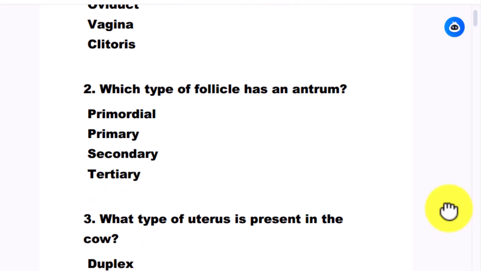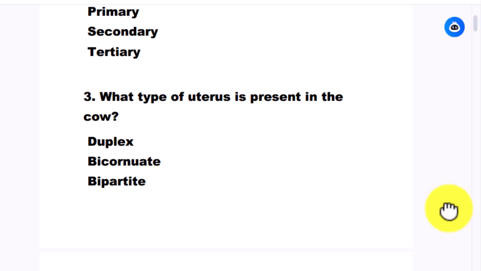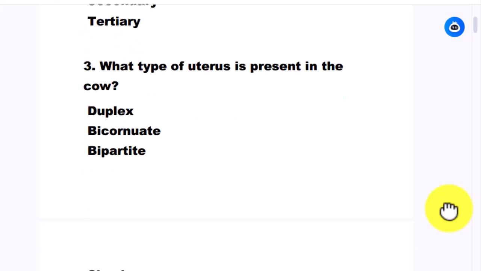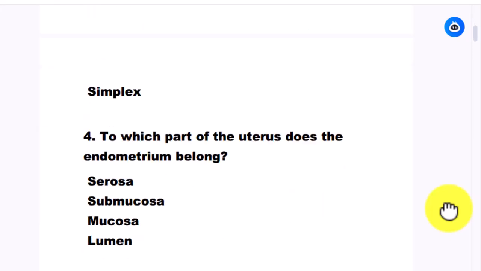An antrum: primordial, primary, secondary, tertiary. What type of uterus is present in the cow? Duplex, bicornuate, bipartite, simplex. To which part of the uterus does the endometrium belong?